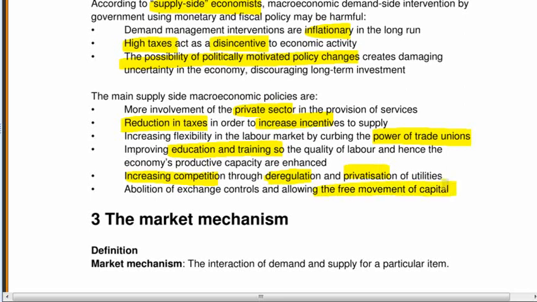And if it's all about the free market, we need to remove any exchange controls. There has to be free movement of capital, okay, all around the world. Yeah, money should be free to move wherever you want it to.